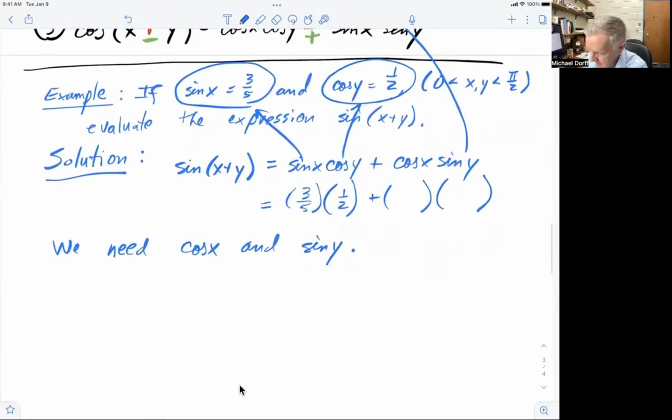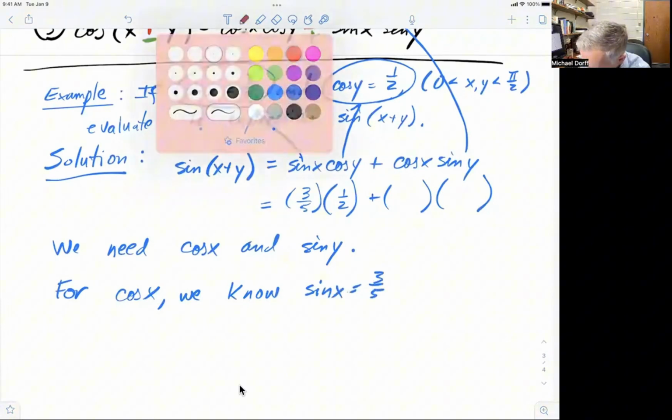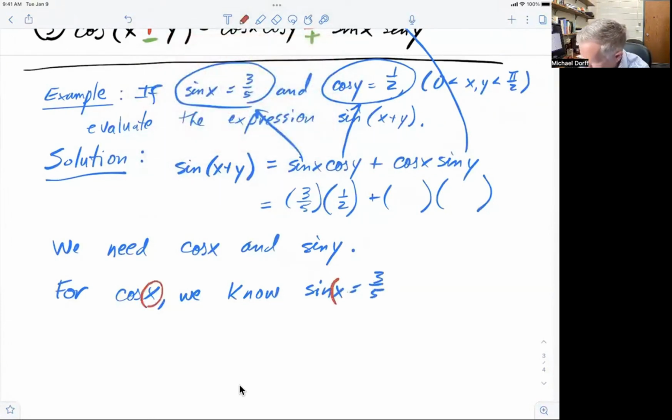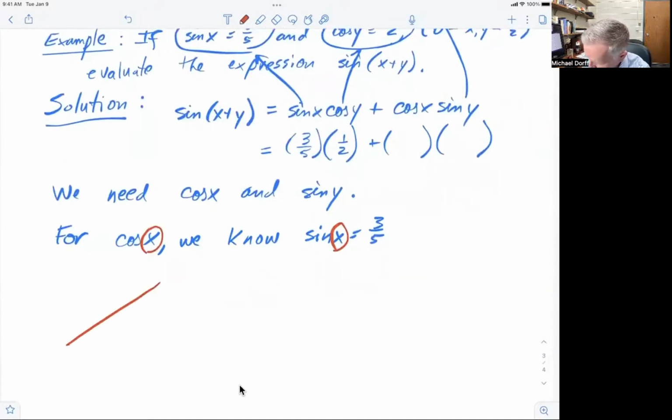Well, how do I do that? This goes back to something we mentioned in the first video on the trig. So for cosine x, we know that the sine of x is 3/5. Why are we picking that one? Well, it's because they both have the angle x. That's what's important. All right, so then I draw my right triangle. This is my angle x here.